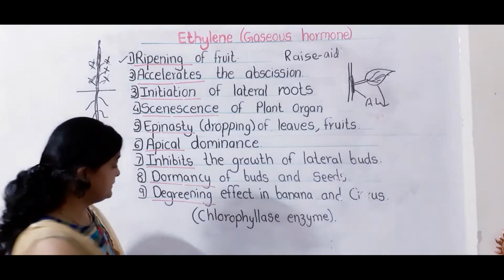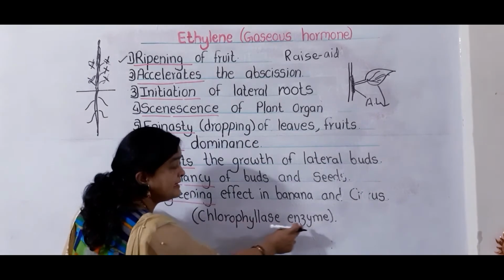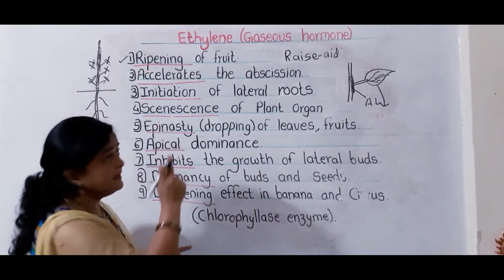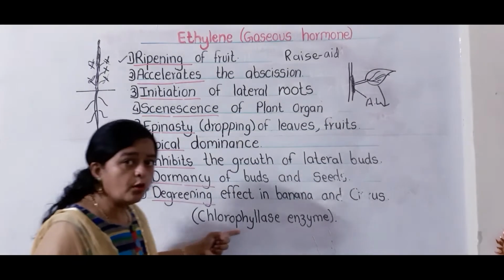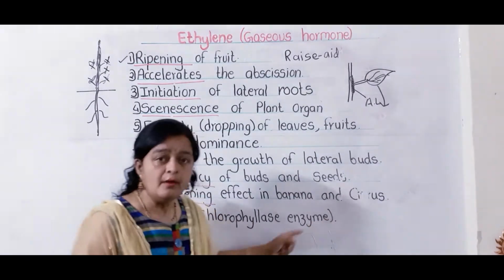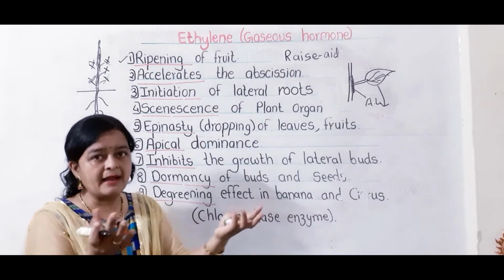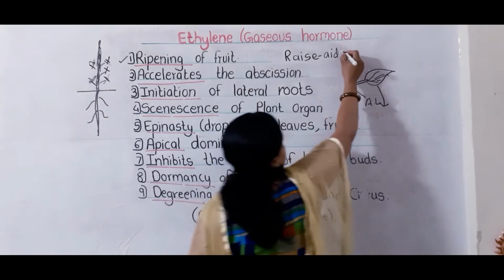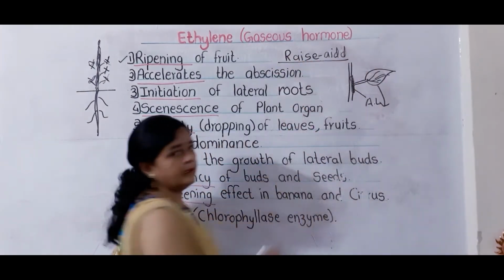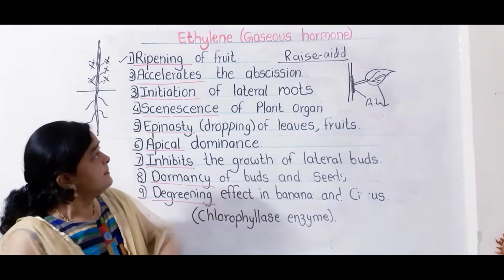It is also because of the enzyme chlorophyllase. This ethylene is responsible for the secretion of an enzyme called chlorophyllase, which removes the chlorophyll and results in the degreening effect. So D for degreening. In this way you can keep in mind RAISE ID.